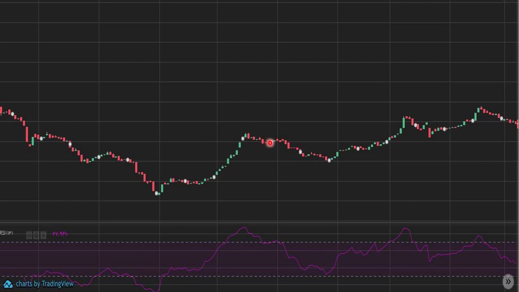Here we have a selling signal. You can get a sell position at this point and place your stop order here, when you can see the indicator line attaches to the 30 line.